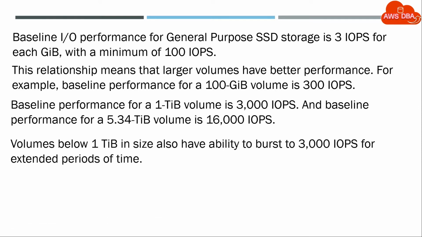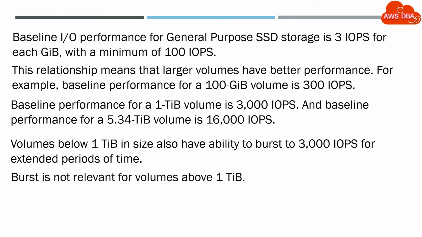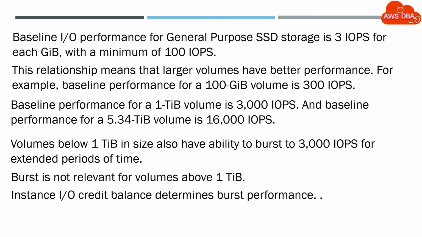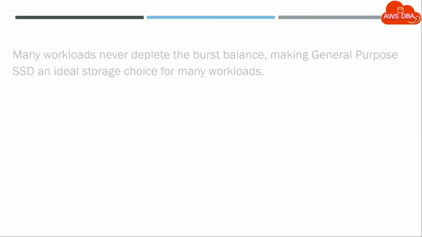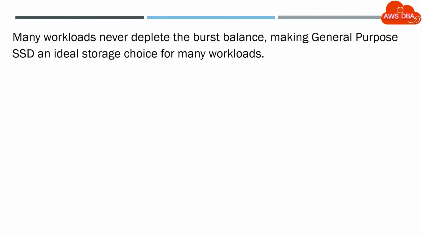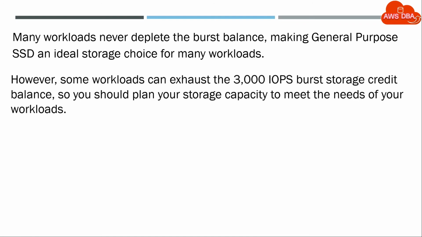Volumes below 1 TB in size also have the ability to burst to 3000 IOPS for extended periods of time. Burst is not relevant for volumes above 1 TB. Instance I/O credit balance determines burst performance. Many workloads never deplete the burst balance, making General Purpose SSD an ideal storage choice for many workloads. However, some workloads can exhaust the 3000 IOPS burst storage credit balance, so you should plan your storage capacity to meet the needs of your workloads.